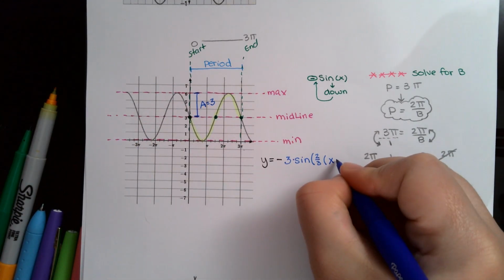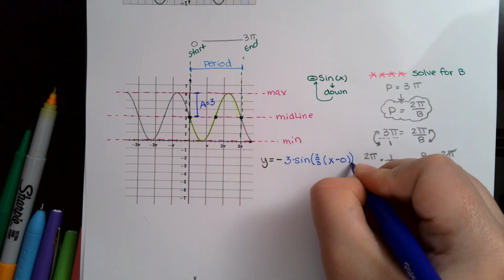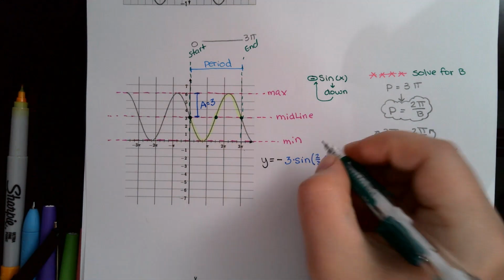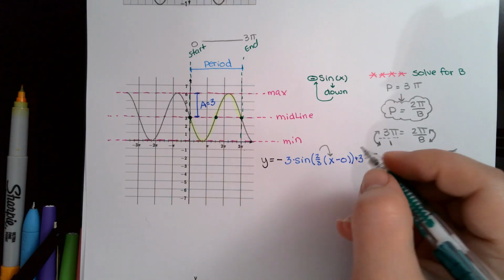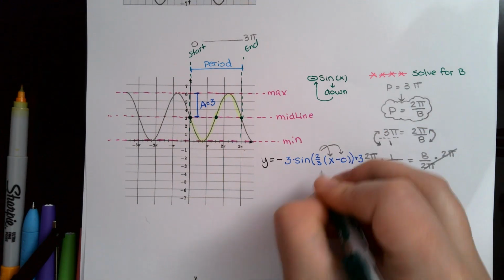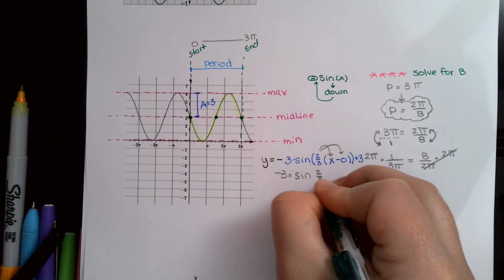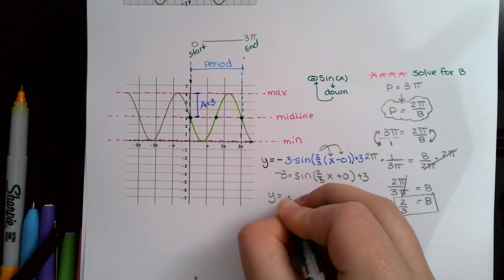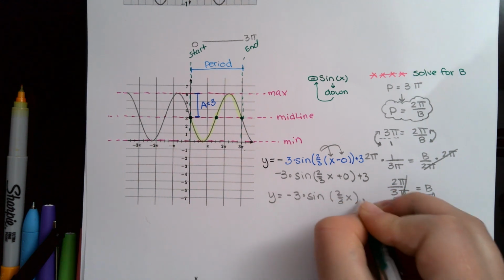You must do the opposite of what you see. But because it's 0, I'm just going to write 0. Close it. What's our midline? Positive 3. Make sure to distribute. Obviously, this is 0. So we got 2/3 distribute. Now it's 0, so we are going to have 0 inside. We are going to remove that. So for my final equation, I get y equals negative 3 times sine of 2/3 x, no 0, plus 3.